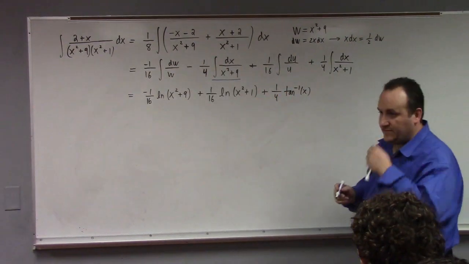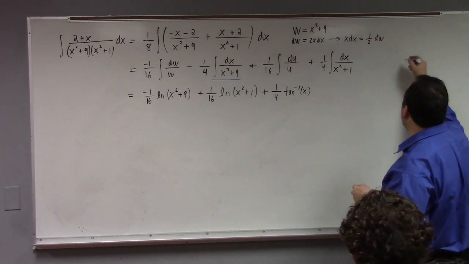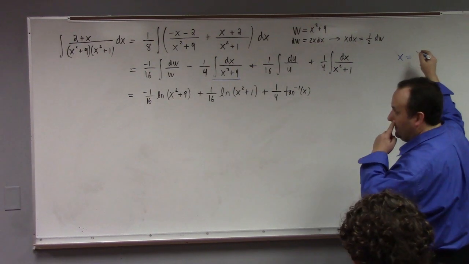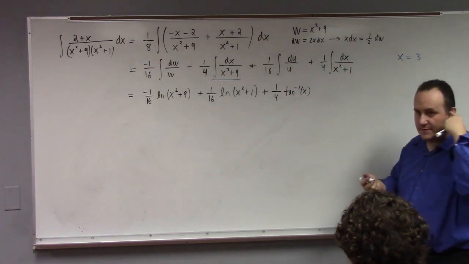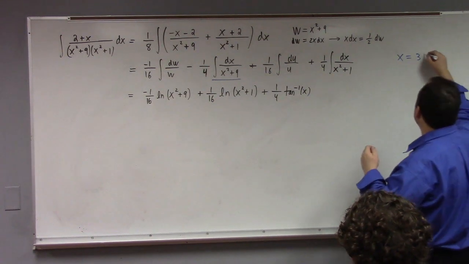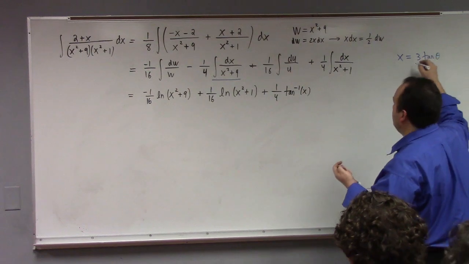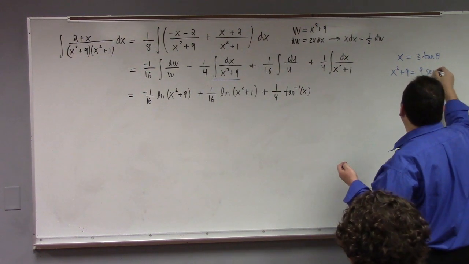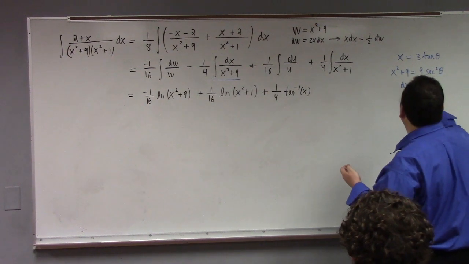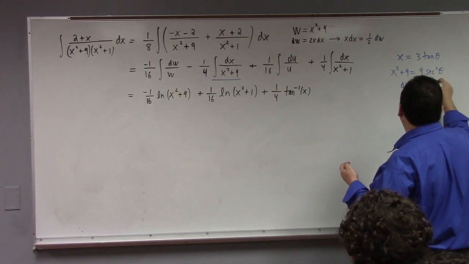So I think the natural way to do that one would be to let x equal to, what, 3, do we want a tangent? I think we want 3 tangent theta, right? Because then x squared plus 9 is what? 9 secant squared theta. And dx is 3 secant squared theta d theta.